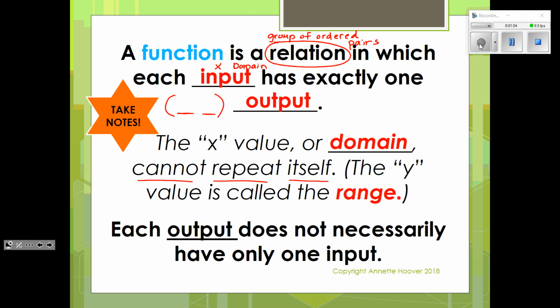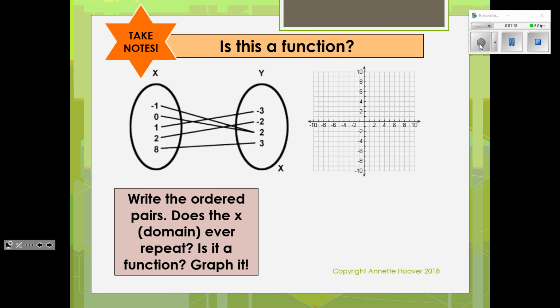The y value is called the range. Each output, which means each y, does not necessarily have only one input. That means the y can repeat, the x cannot. So let's see what that looks like when we have a mapping diagram.